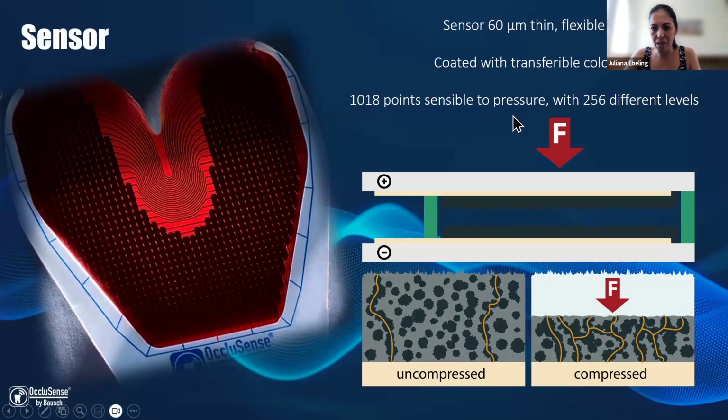This is very, very sensitive. And each of these points has 256 different levels of pressure. So we receive a lot of data from the system. This is very important to understand because we need to filter and to know what we will use to interpret and to understand the reality, what is happening with this patient. So let's understand how this sensor works.